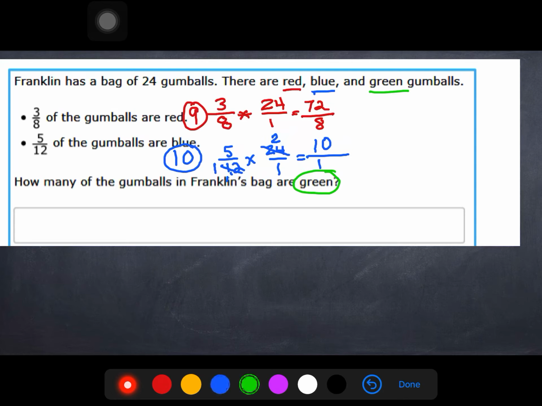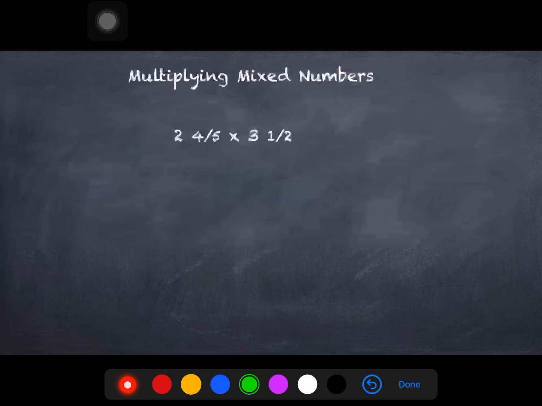So in his bag of gumballs, 9 are red, 10 are blue. How many are green? Yep, there are 5 green gumballs. Good job. The last thing I want to do here is remind you how to multiply a mixed number.